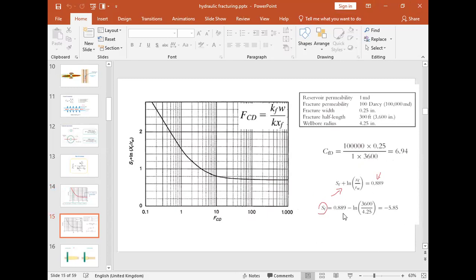All right, so this is just an exercise to calculate the skin. They have given the reservoir permeability, the fracture permeability, the fracture width, the fracture half length, and the wellbore radius. And they want you to calculate the fracture conductivity and also the skin. So this is just an exercise that has been given.